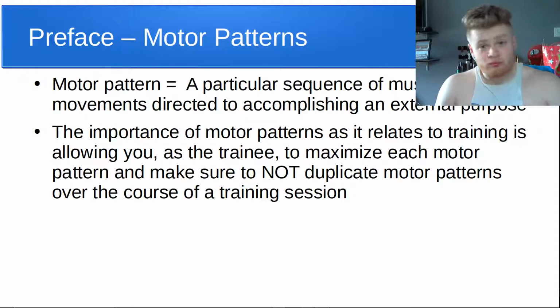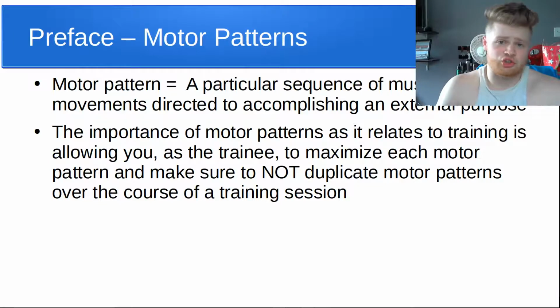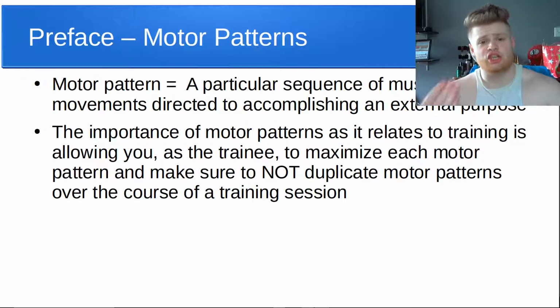And finally, motor patterns. And in my opinion, this is probably the most important factor in choosing an exercise: what motor pattern does the exercise follow, and how can we differentiate that between training. The definition of a motor pattern, for those that don't know, is a particular sequence of muscle movements that are directed to accomplishing an external purpose. What this means is different movements follow different motor patterns. And by changing the motor patterns that we use in training, we're able to hit muscles from different angles and stimulate them differently and stimulate the muscle to its full extent.